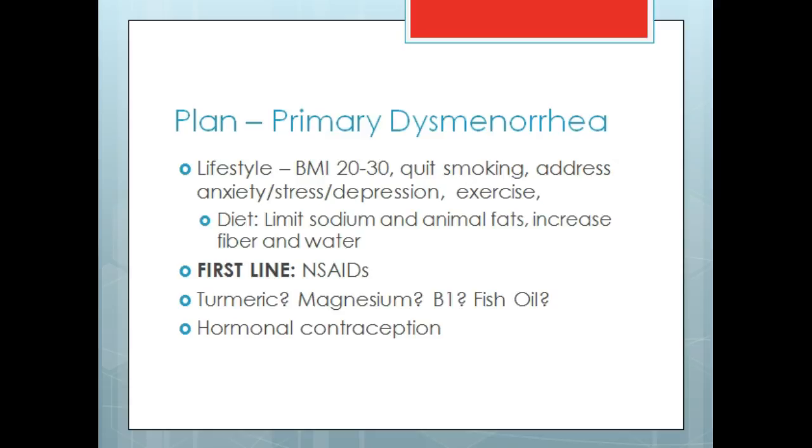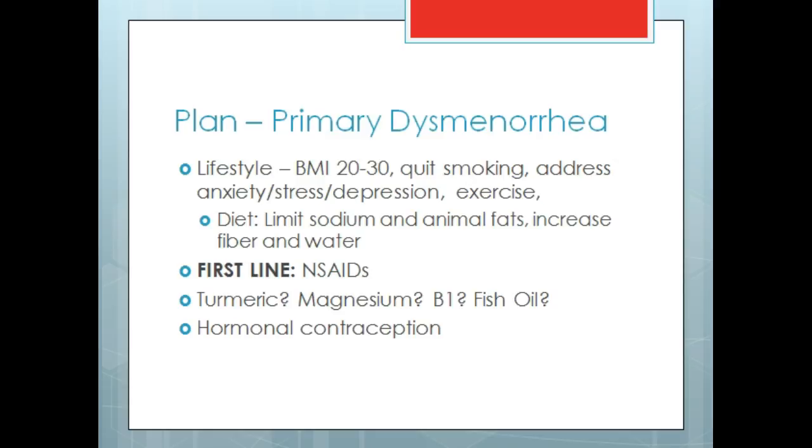And then for diet, I just gave it its own subpoint. So limiting sodium and animal fats. Animal fats are high in prostaglandins, so especially the second half of her cycle leading up to her period, that would be the time when she shouldn't be eating a lot of bacon and sausage and foods that are high in animal fats, because that will enable her body to synthesize more prostaglandins, which will be harder on her cramping. And then increasing fiber, so lots of good fruits and vegetables and water would be how we're wanting her to focus her diet.